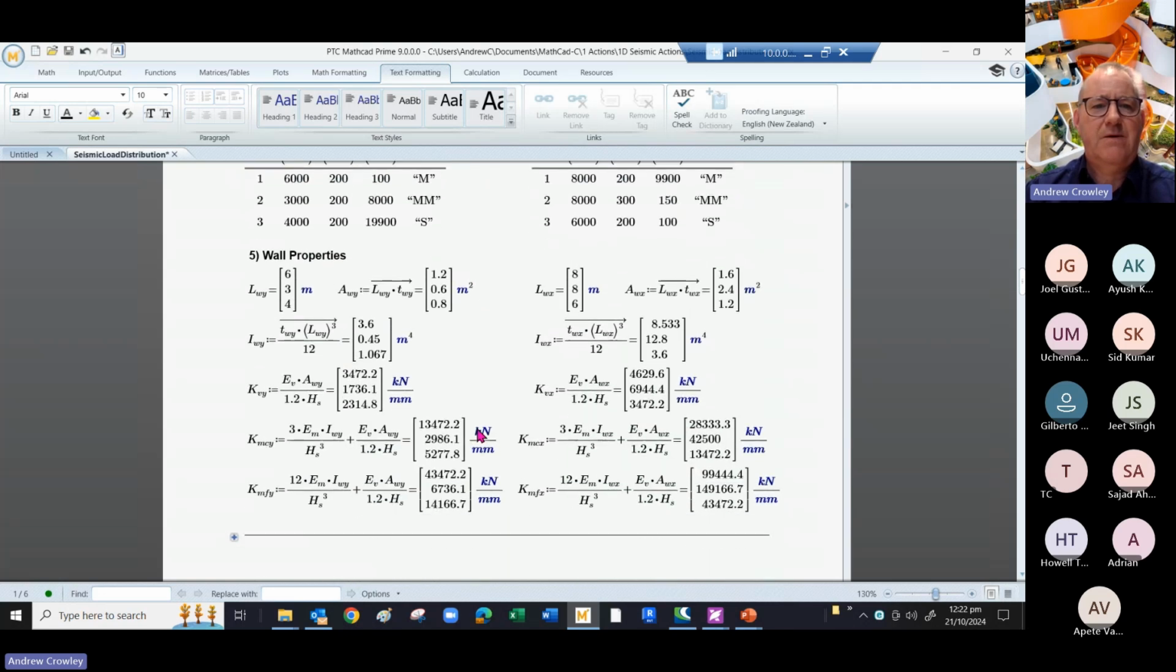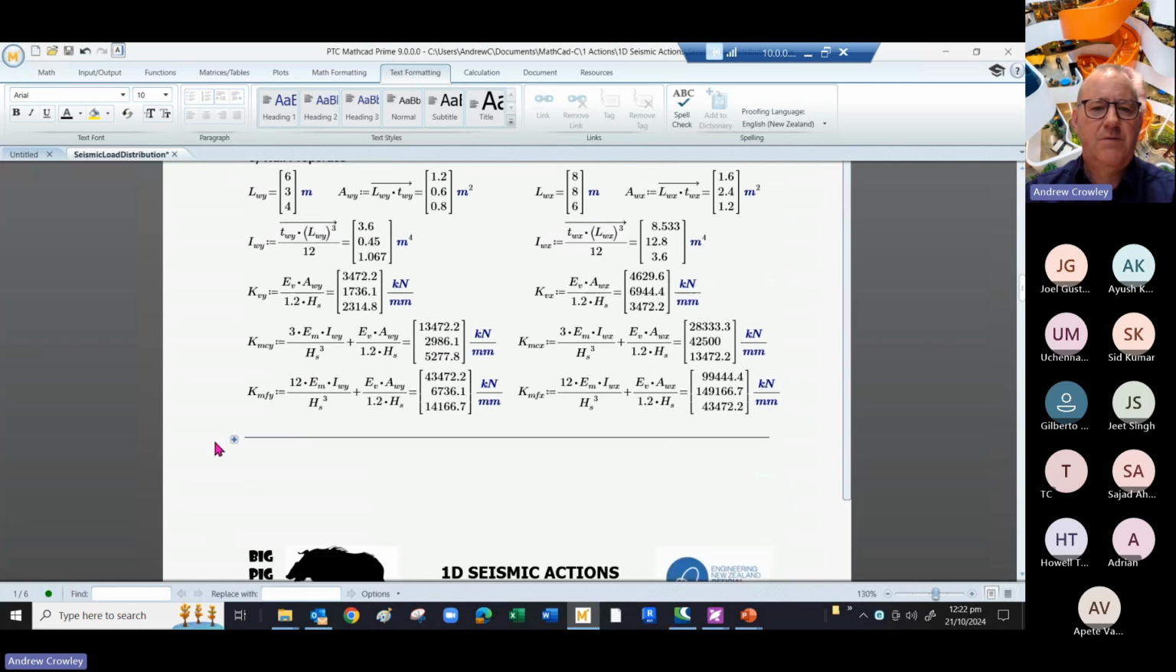So we then work out the wall properties from that. So we've got the lengths of the walls, 3 and 4, the areas of the walls, the second moment of area for the walls, and then we have the stiffnesses derived for each of the walls depending on whether it's a shear wall, whether it's a cantilever wall, or whether it's a fixed wall, top and bottom. And we repeat the exercise in the other direction. Moving on.